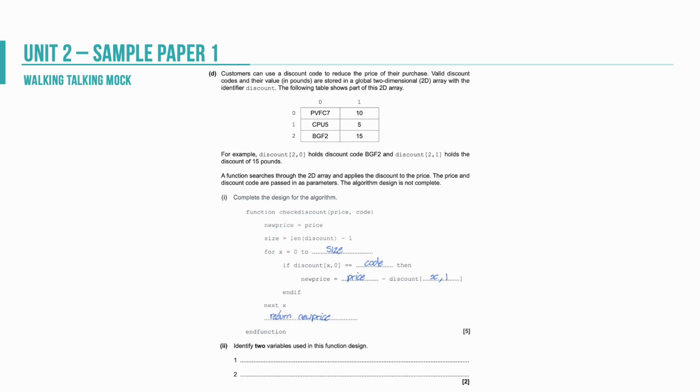We're then asked to identify two variables used within this function. Now we need to be careful here. Price and code are both parameters, not variables. So they're passed into the function from another section of code. So we're looking for what are our variables that aren't price and code. What are used? Well, we've got size and we've got new price. Either of those would be fine for that question.